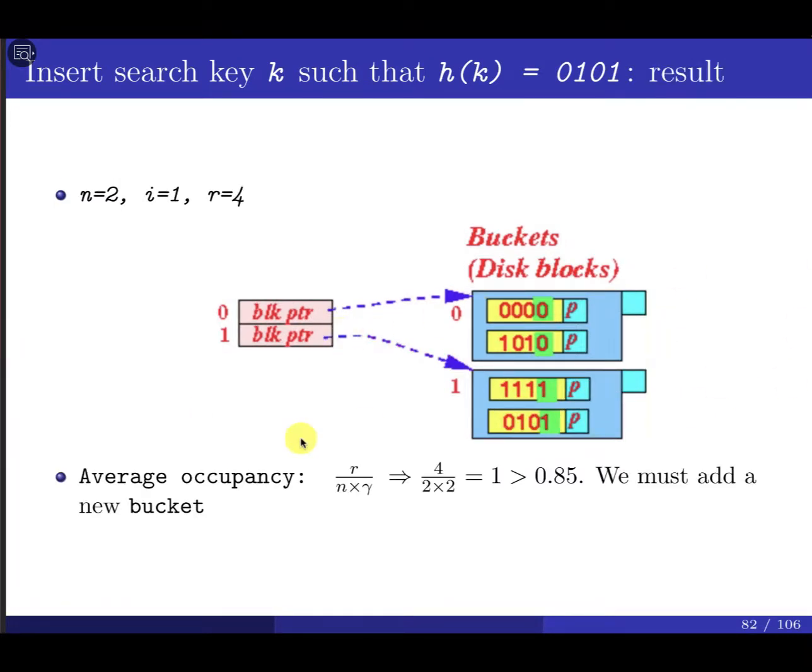Then after that, you need to compute the average occupancy. I find this one is greater than the threshold, so it satisfies the condition. In this case, I need to increase the value of n by 1. Add another bucket.